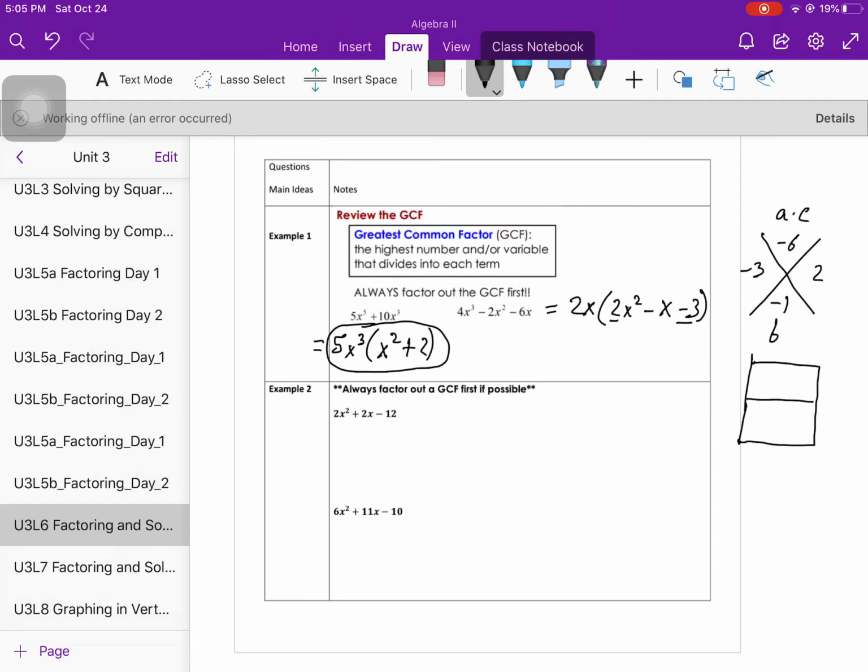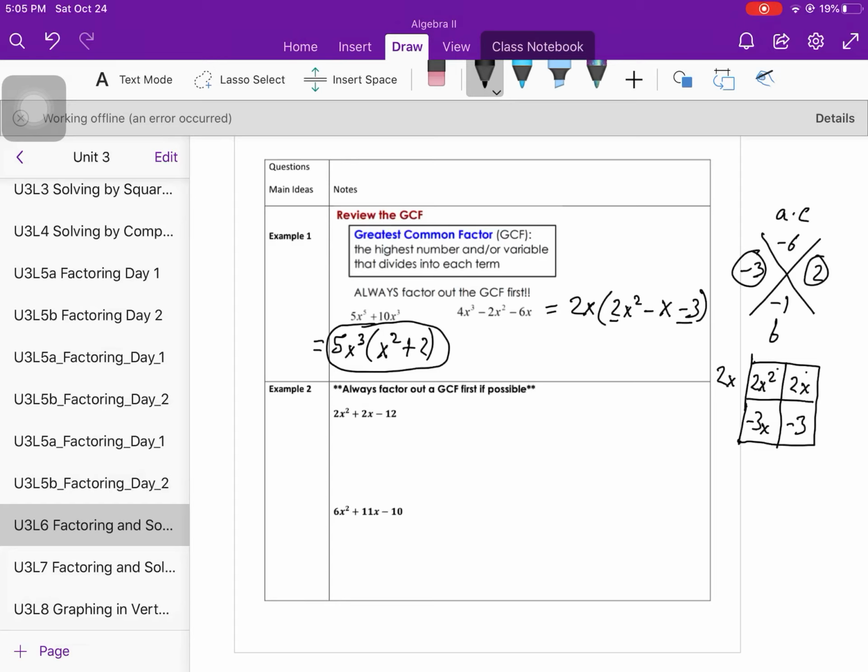Then I'm going to do my box. This is where we look for the greatest common factor. In the first one, it would be 2x squared. The last one is minus 3. And on the sides, we get negative 3x and 2x. Then we just have to find the greatest common factor between those.